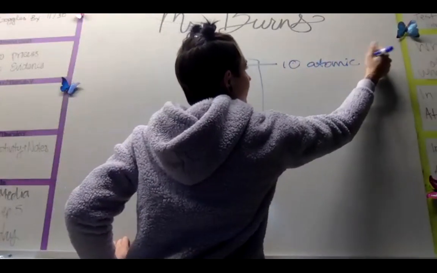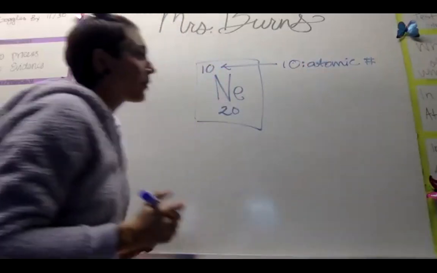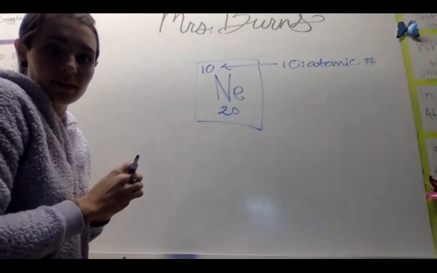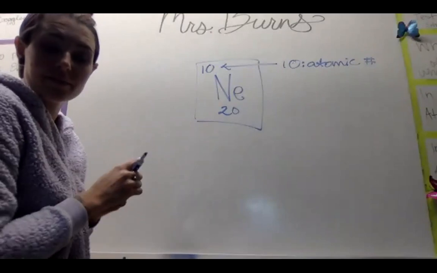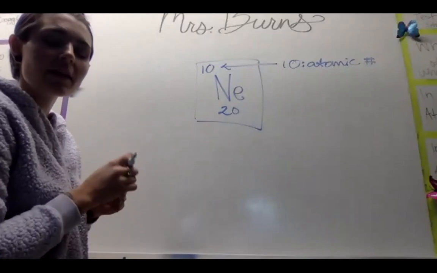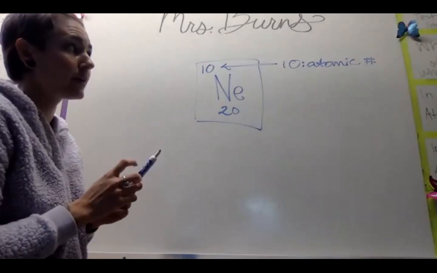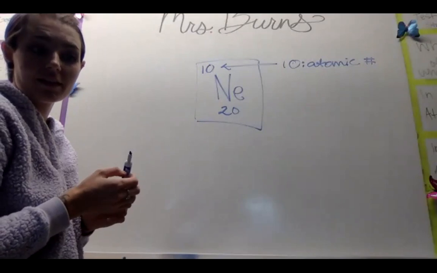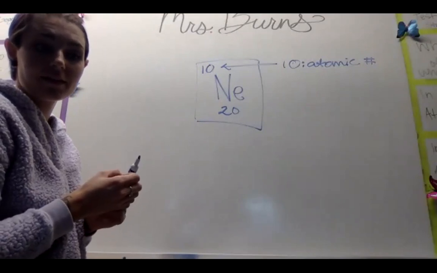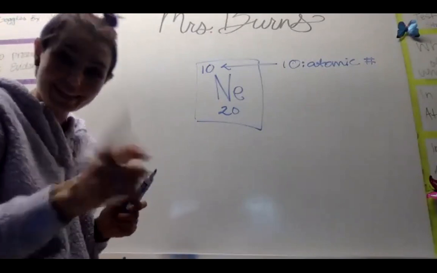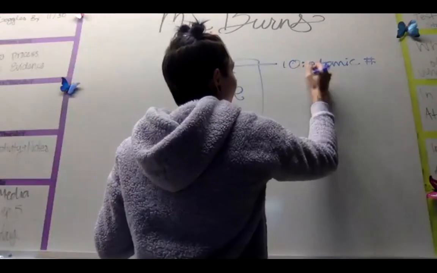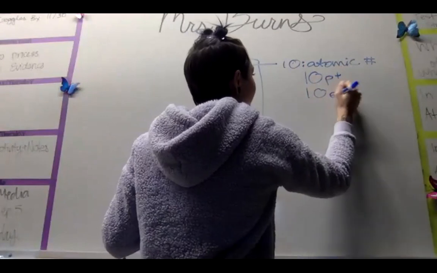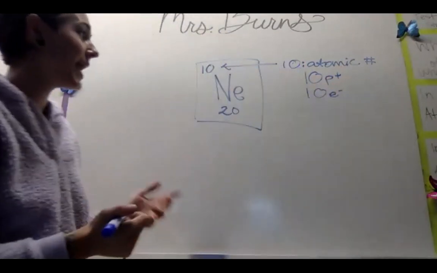So what does my atomic number tell me? Do we remember? What can I find out from my atomic number? How many protons and electrons there are? Yes, perfect. So we'll have 10 protons and 10 electrons because our atomic number is 10.